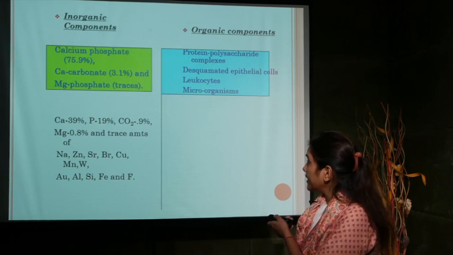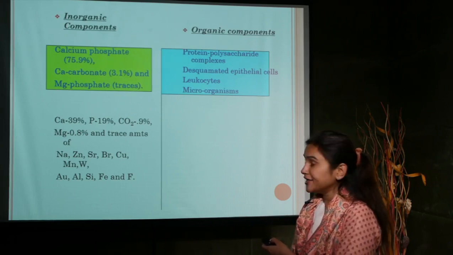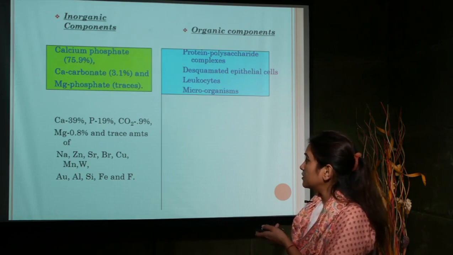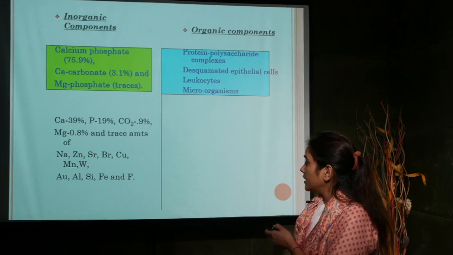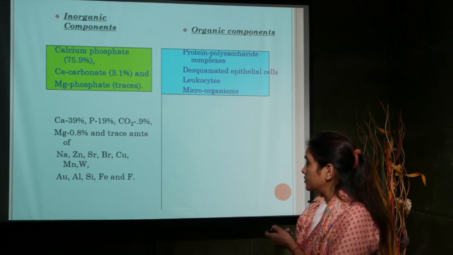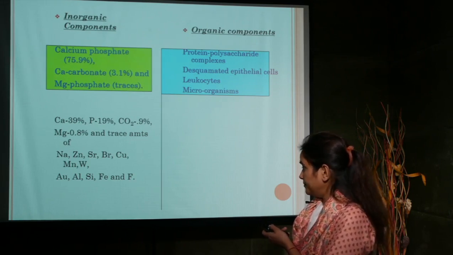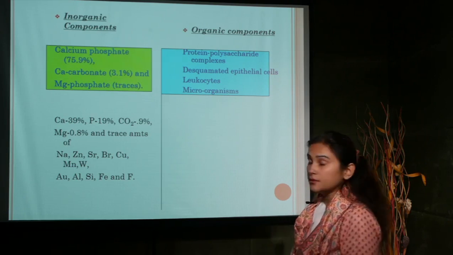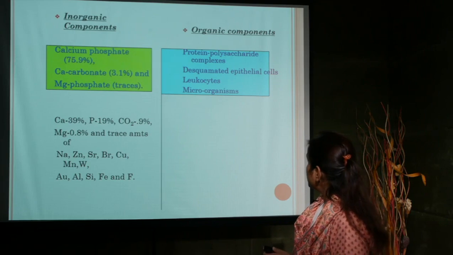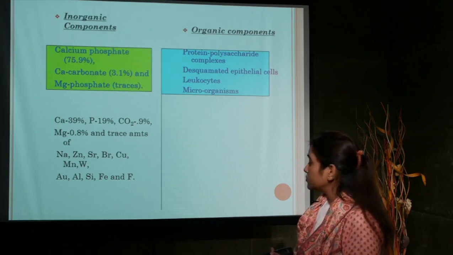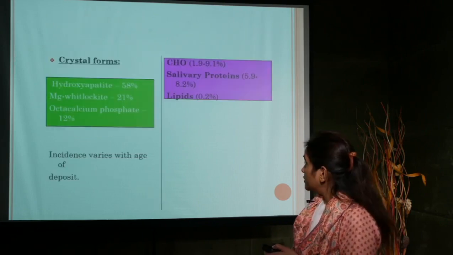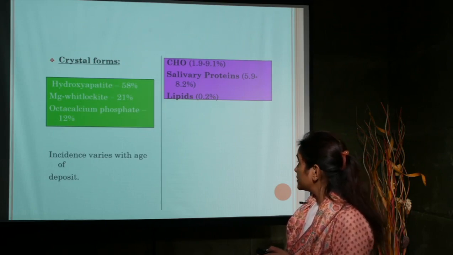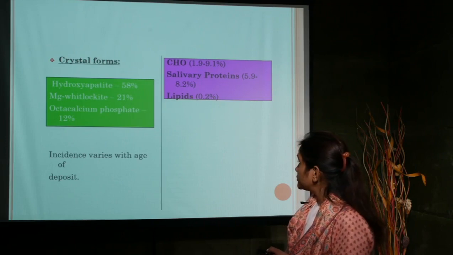Now, coming to the composition of calculus, it consists of organic and inorganic components. The inorganic components are calcium phosphate, calcium carbonate, magnesium phosphate, and other elements which are present like sodium, zinc, strontium, copper, aluminium, gold. The organic components are protein polysaccharide complexes, desquamated epithelial cells, leukocytes and microorganisms, and the crystal form is composed of brushite, hydroxyapatite, magnesium, octacalcium phosphate.